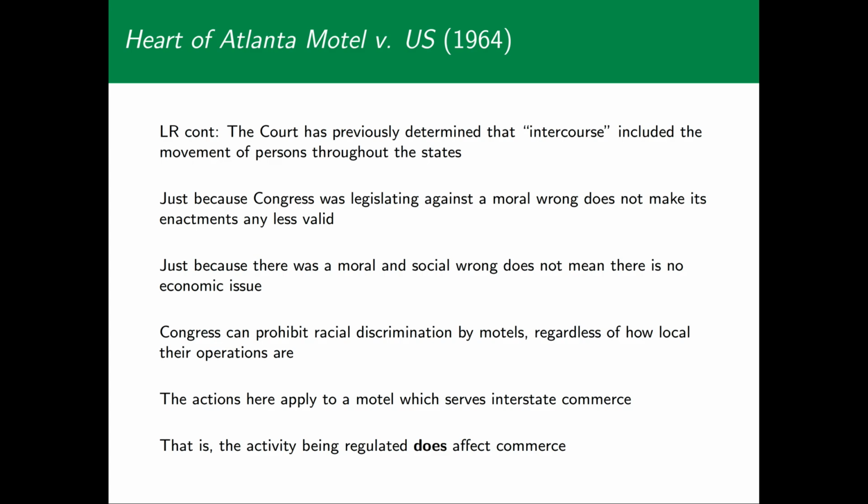They can be intertwined. So here the court rules, it doesn't matter how local the operations are, Congress can prohibit racial discrimination. If the motel is engaged in interstate commerce, which here it is, then the actions apply. In other words, the activity does affect commerce. Right? So it seems that like the public accommodations with fewer than 5 rooms, those are deemed not to affect commerce. So it's not everything super, super micro, but it is sort of things that might be considered interstate commerce.